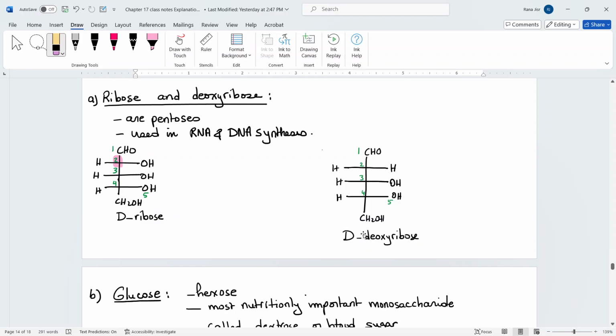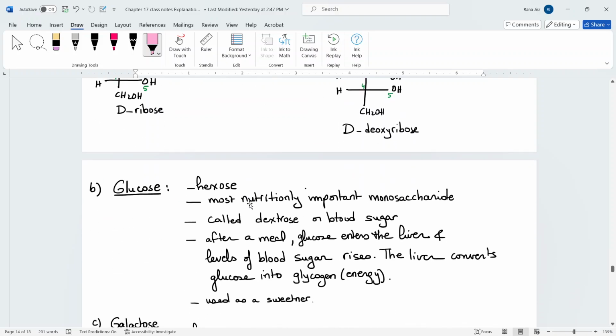But just know that riboses and deoxyriboses, we use them in RNA and DNA synthesis. If you look at the ribose and the deoxyribose, the only difference between them is in the second carbon. For the ribose, the second carbon does have an OH. For the deoxyribose, the second carbon is not a chiral center. This one is a chiral center. This one is not, and it has two hydrogens instead.